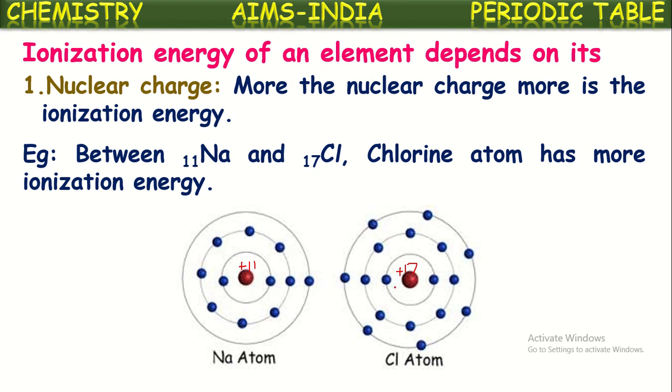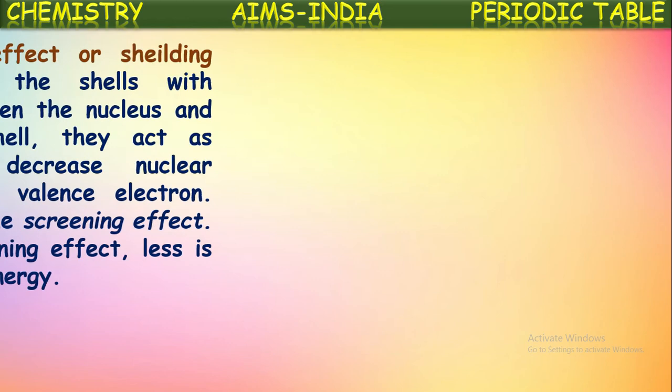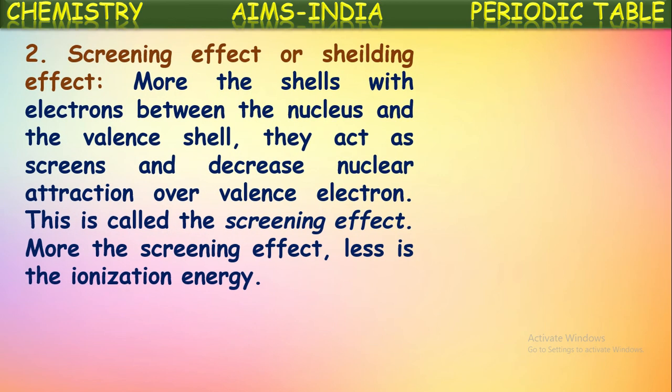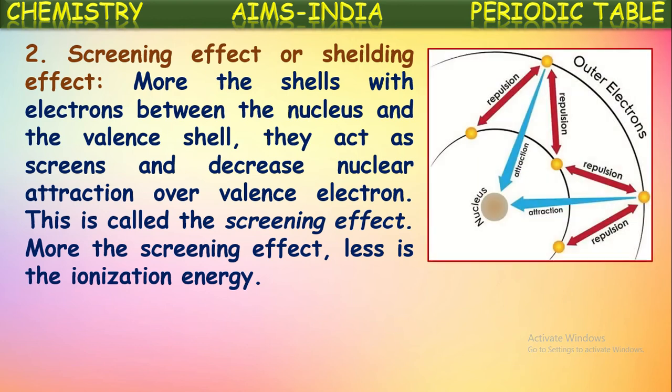So we can conclude here, as nuclear charge increases, ionization energy increases. Okay. Next factor is screening effect or shielding effect. More the shells with the electrons between the nucleus and the valence shell, they act as screens and decrease the nuclear attraction over the valence electrons. This is called screening effect.